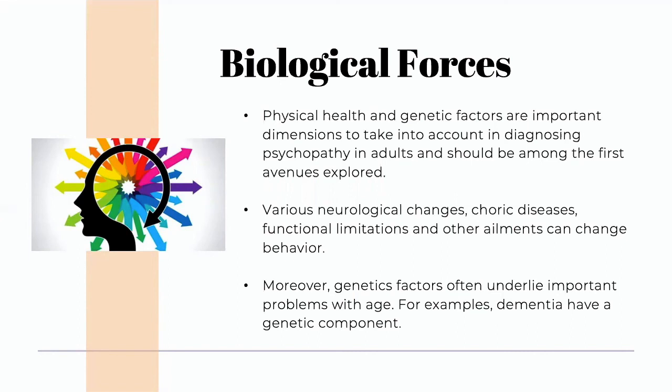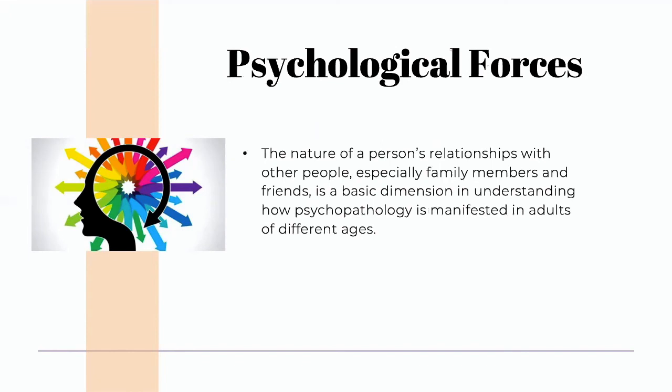Various neurological changes, chronic diseases, functional limitations, and other ailments can change our behavior, which can then also impact our brain health. Moreover, genetic factors often underlie important problems with age. One example would be dementia, which has a genetic component in someone's aging process in the brain.